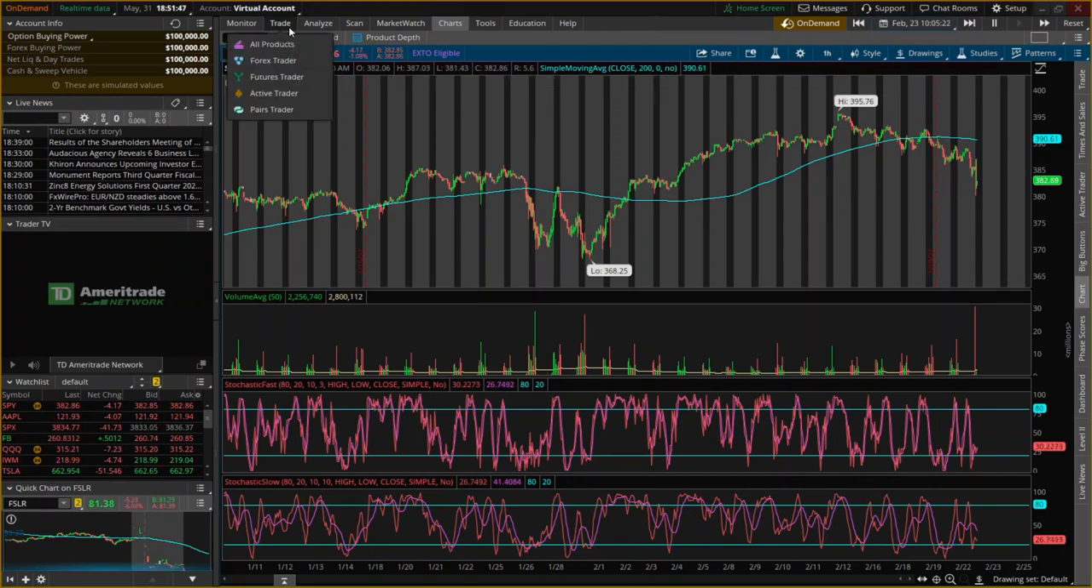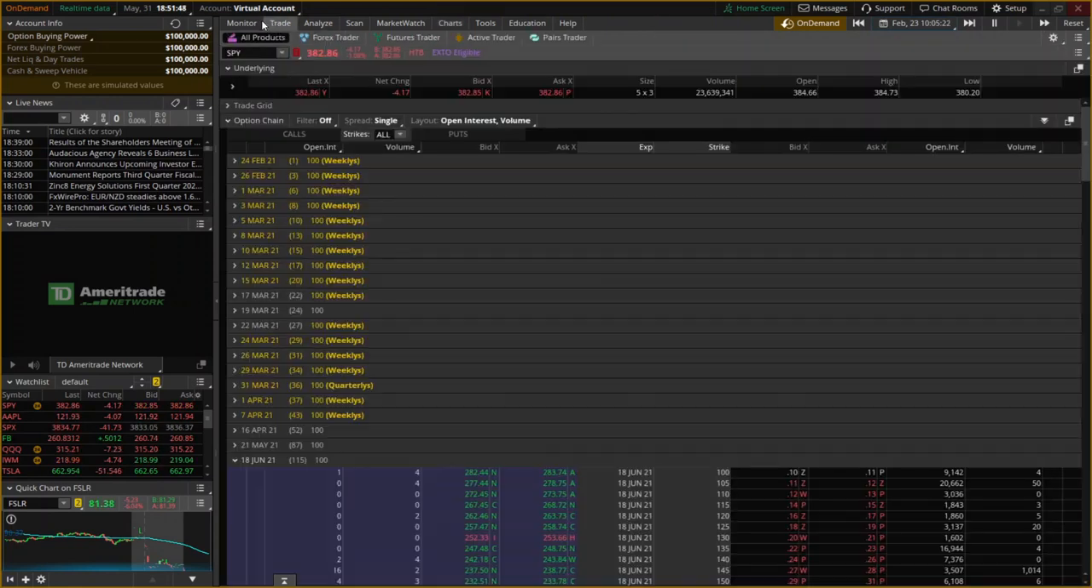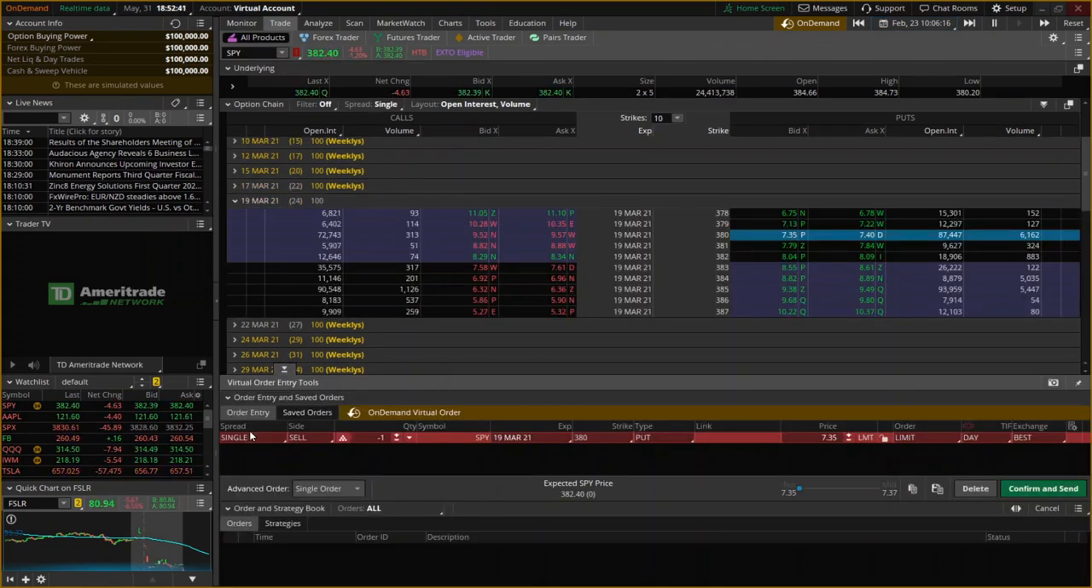So I'm just going to model a single short put in this account. We're going to model a single short put in SPY expiring March 19th, 2021. The simulated day in trading is February 23rd, so there's not many days to expiration. This is relatively close to the money. I wouldn't normally be doing this setup in my everyday trading, but just for purposes of this video and how to log the trade, I'm going to go ahead and confirm and send.